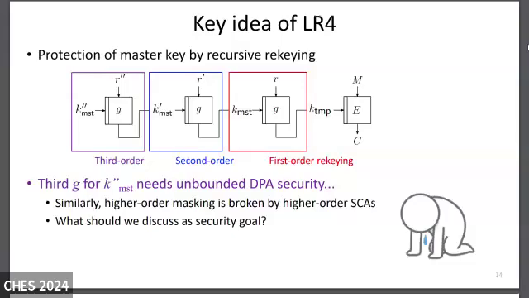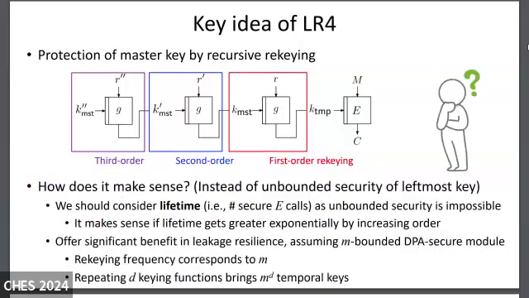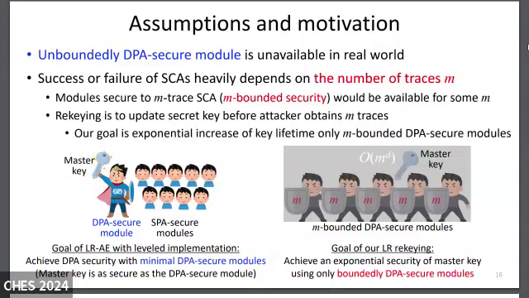So what should we discuss here as a security goal, like the higher order masking? We should consider the lifetime, I mean the number of secure calls of E here, because unbounded security is impossible to achieve. It makes sense if the lifetime gets greater, exponentially, by increasing this leaking order. In fact, in terms of leakage resilience, this construction has a significant benefit by assuming unbounded DPA secure modules.